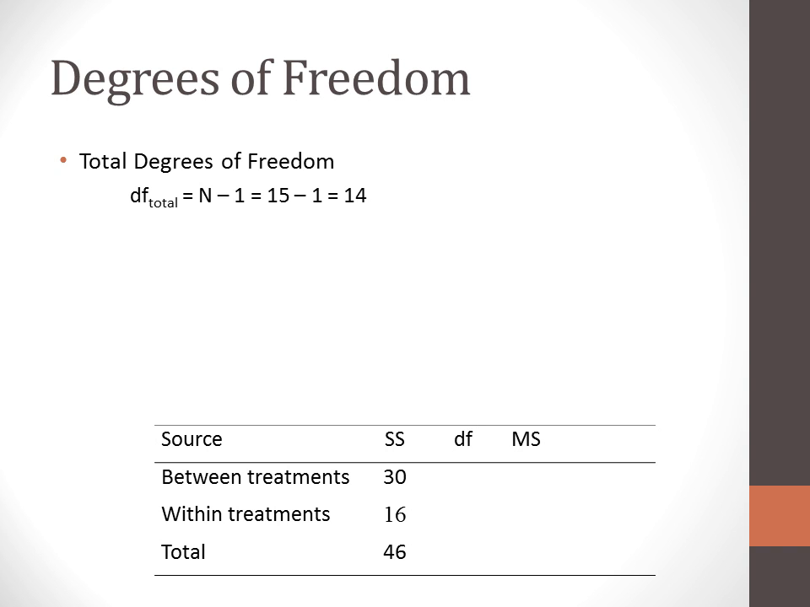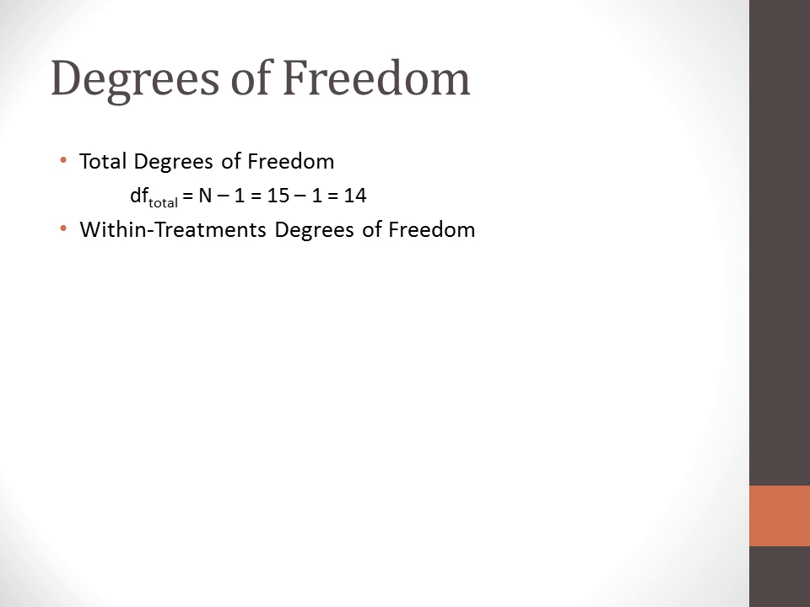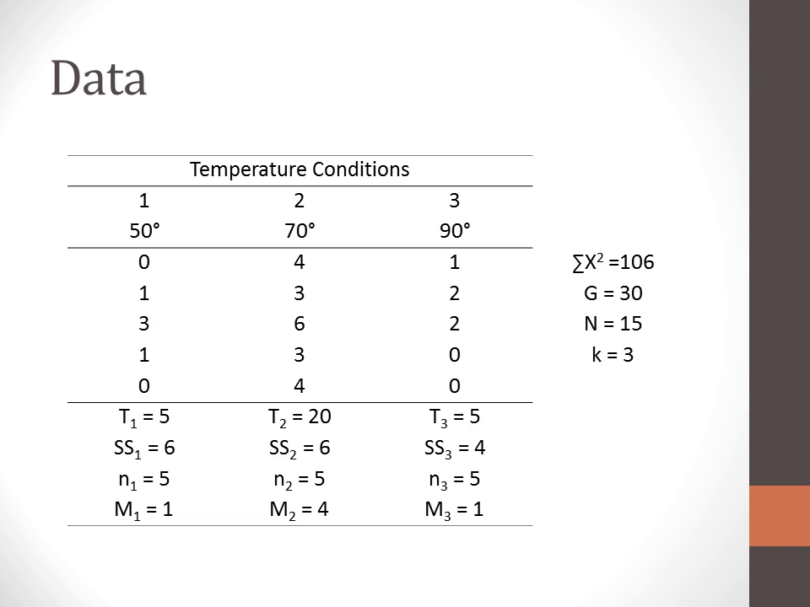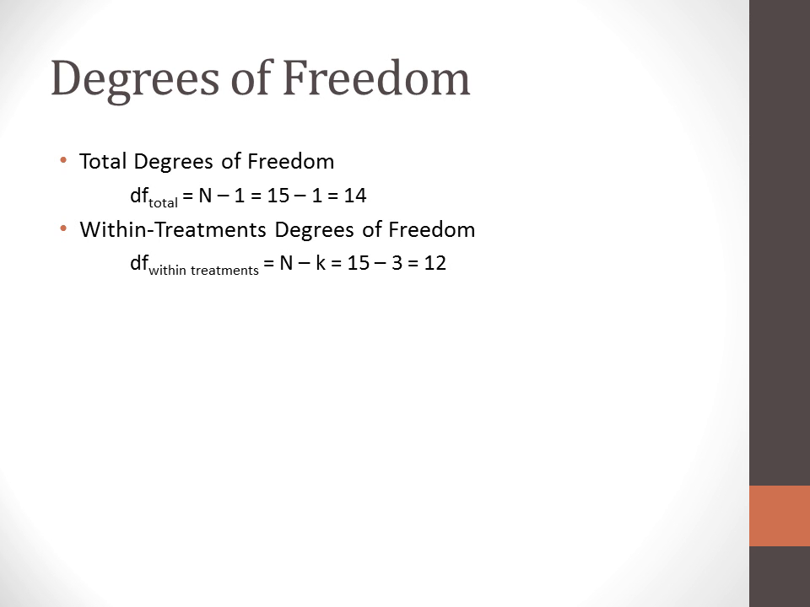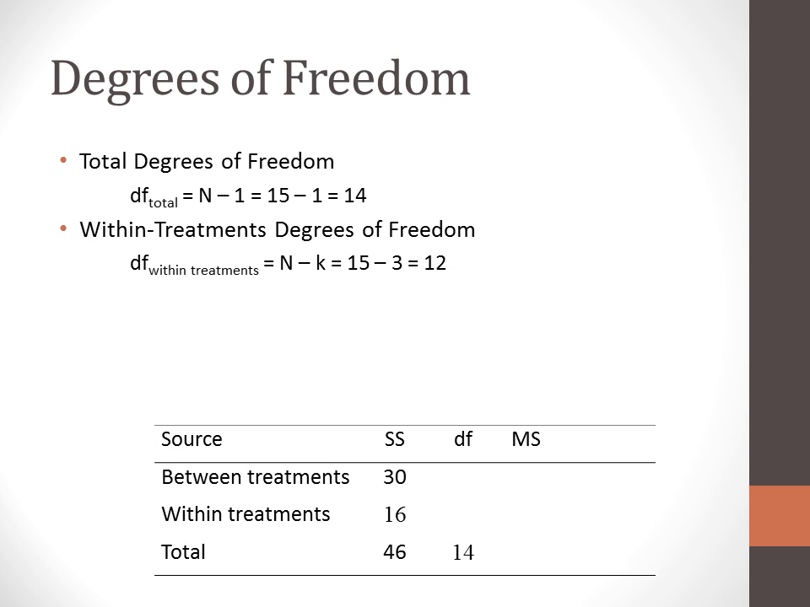Let's go ahead and grab our source table and plug in the value 14. And now let's compute our within treatment degrees of freedom. For the within treatment degrees of freedom, we have df sub within equal to the total number of individuals in the experiment minus the levels or the groups in the experiment. In this example, we have those values highlighted here in red. So let's plug those values in. And when we solve for our degrees of freedom within treatments, we have a value of 12. Let's plug that value into the source table.